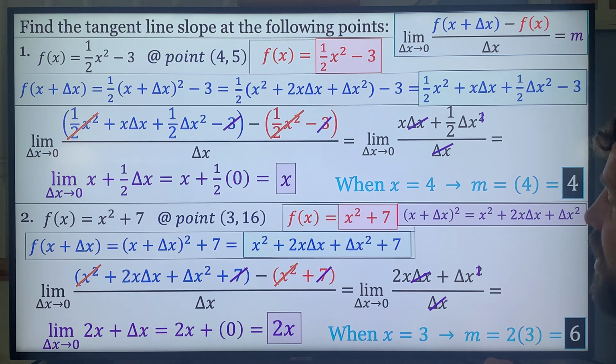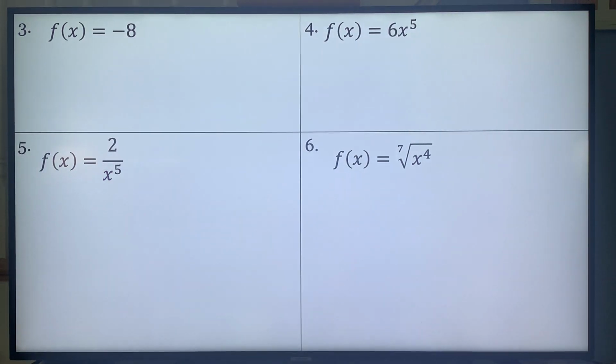Now, say this was at point 4, 5. It would just be 2 times 4, which is 8. Right? Good. You got it before. You should remember how to do it again. Now, we're going to get into the easy part.